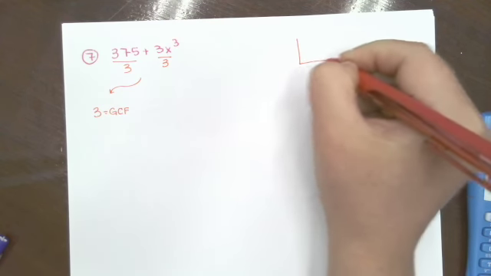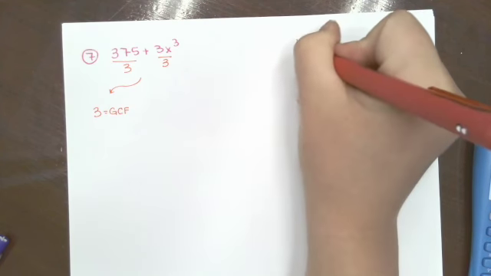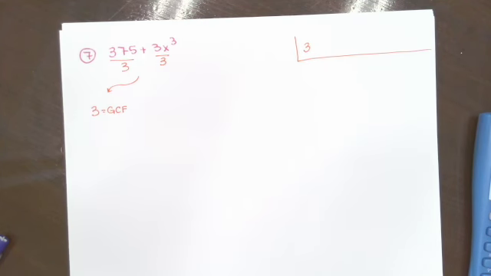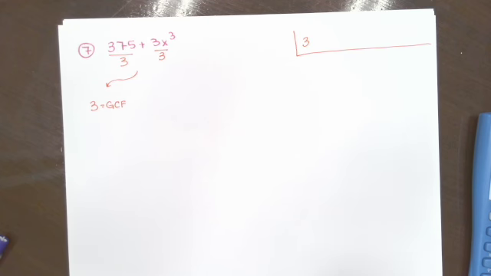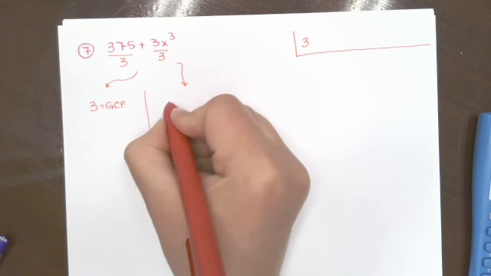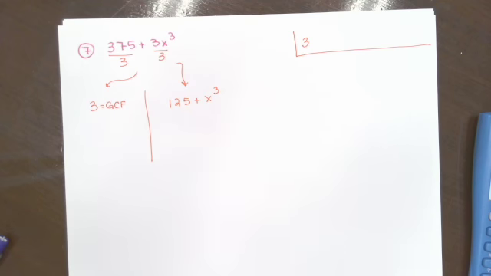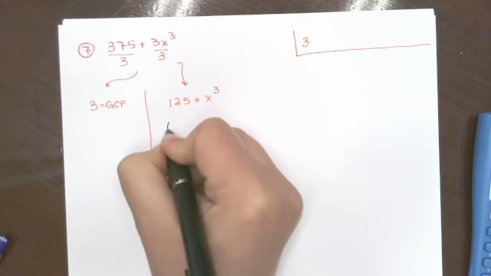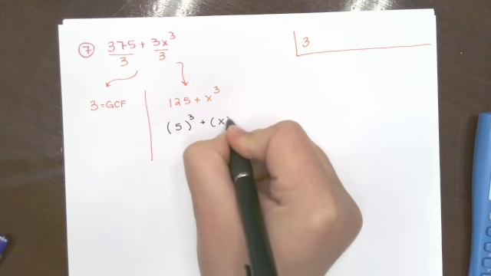Just like when we first did factoring, I did ask you to create an answer box and immediately put your GCF in it. A lot of you forgot your GCF, and you did lose points for that. Okay, so left over, we have 125 plus x cubed. This right here can be put in the format as 5 cubed plus x cubed.